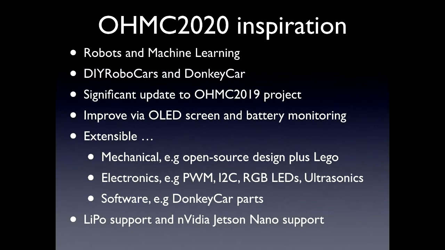The inspiration for this is that a number of us have always been keen on robots and now a bit of machine learning. Over in the US, a couple of years ago, they started a project called DIY Robocars, where they took these small-scale remote control cars. They realised that all you needed was just two PWM signals to drive the steering and throttle, which could be done from a small computer like a Raspberry Pi, get video from a camera, and off you go.